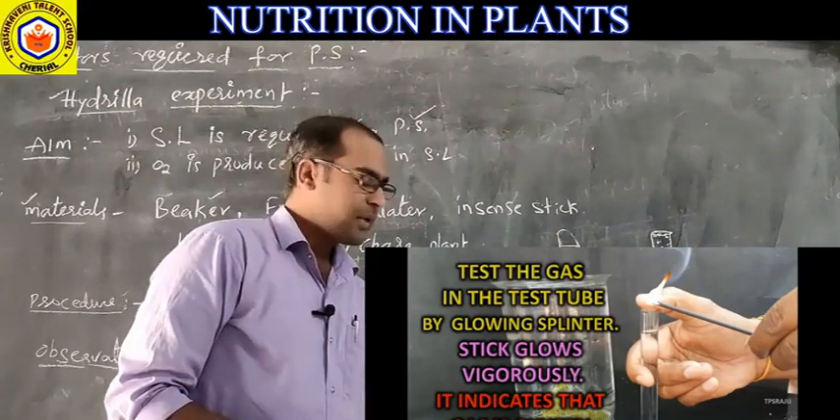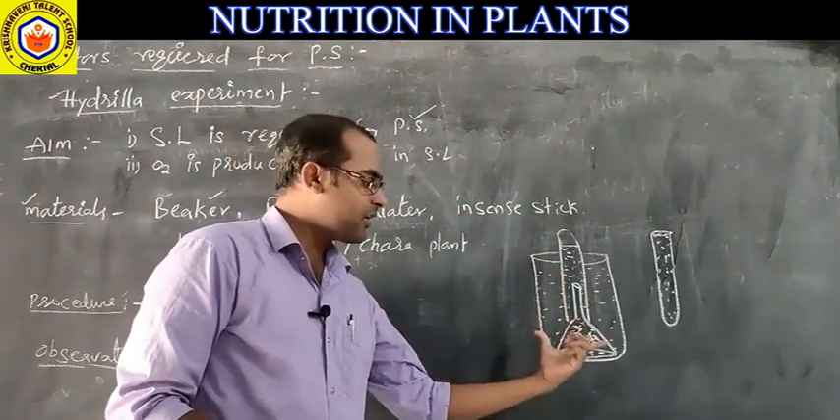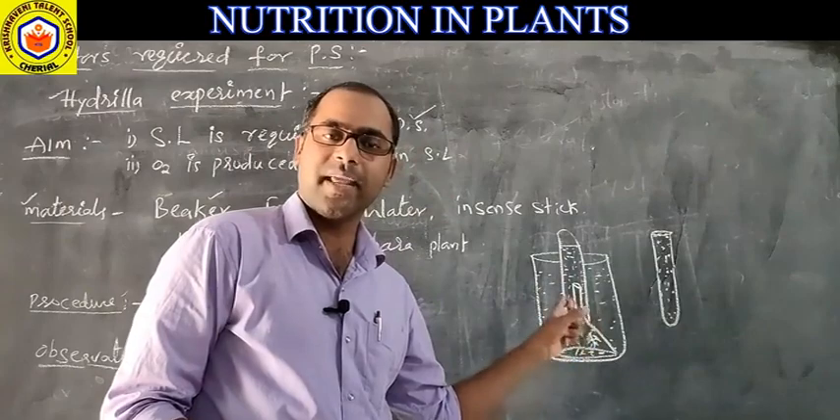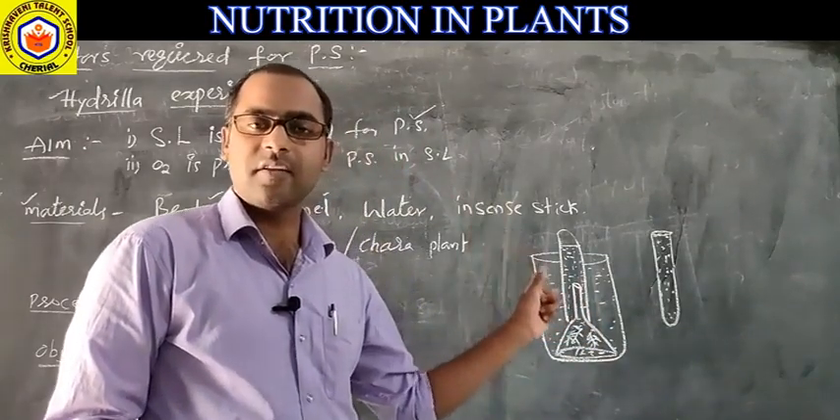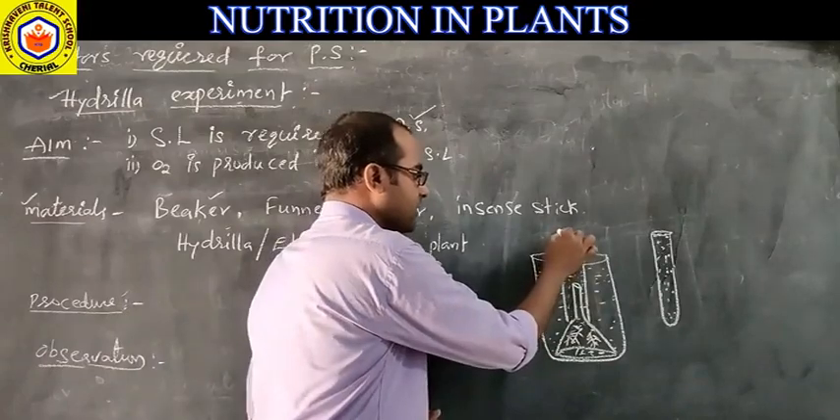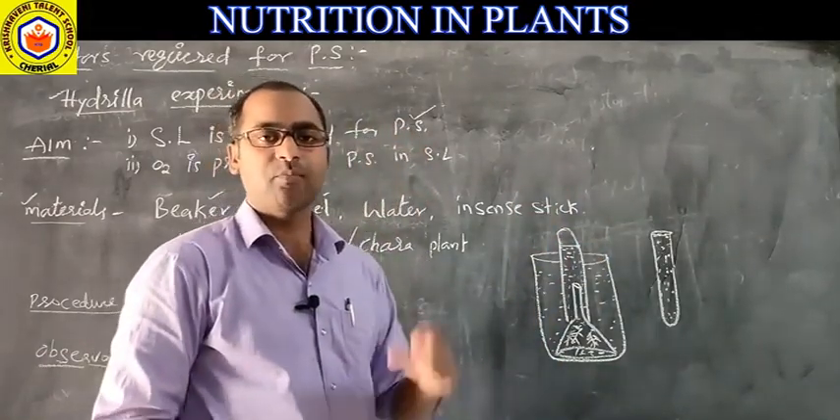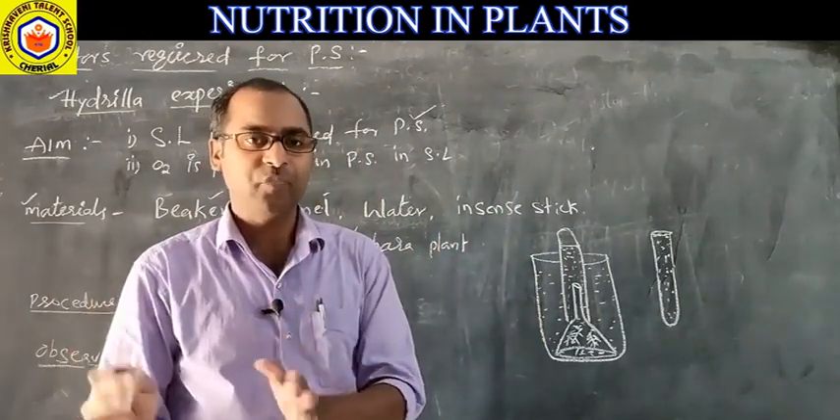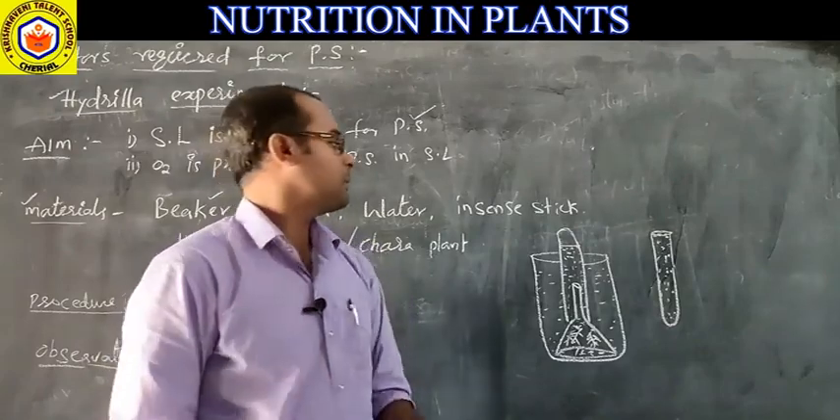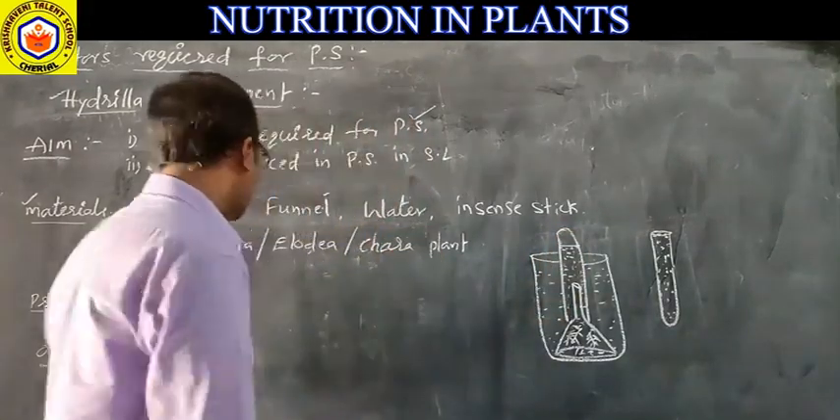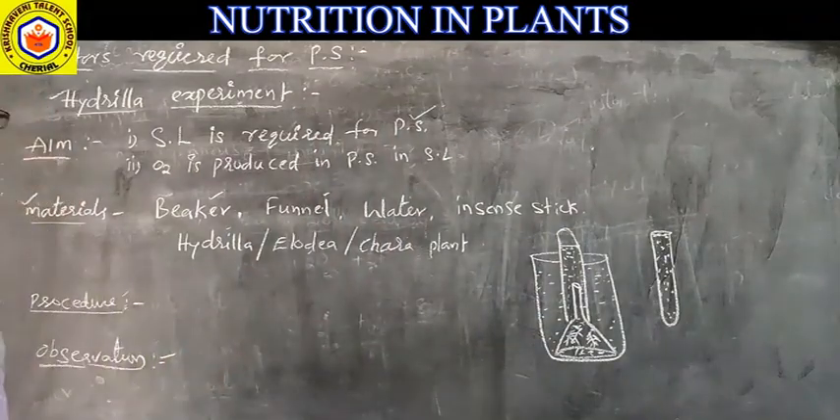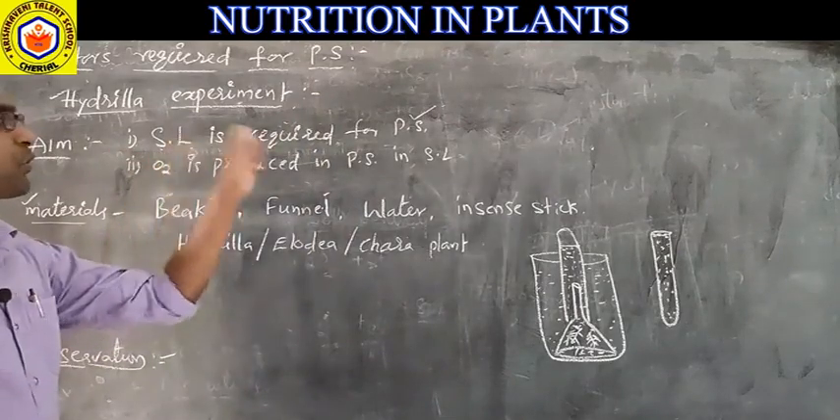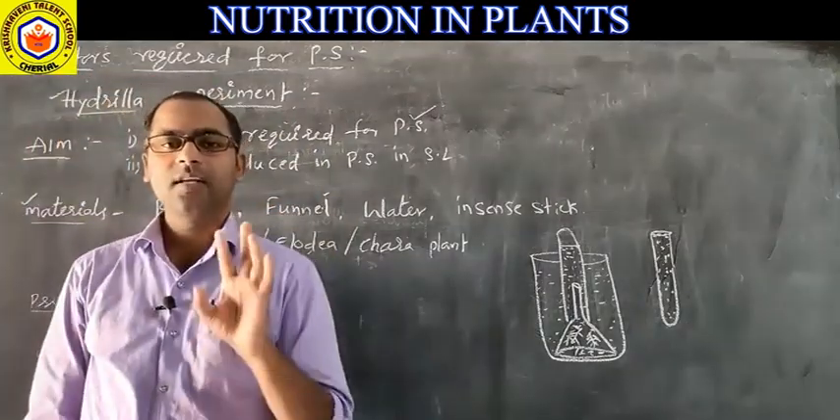So when the experimental setup is placed in sunlight, the gas bubbles are produced. That means photosynthesis has taken place. That proves sunlight is necessary for photosynthesis. And when we test this gas with a glowing incense stick, the incense stick burns with a high flame. That proves that the produced gas is oxygen. So with this, we have come to a conclusion that sunlight is required for photosynthesis, as well as oxygen is produced in photosynthesis in the presence of sunlight.